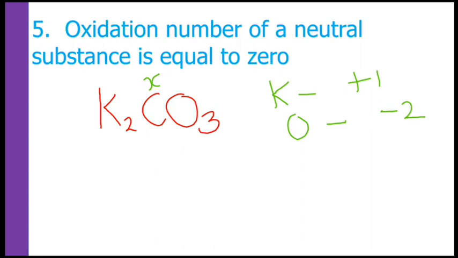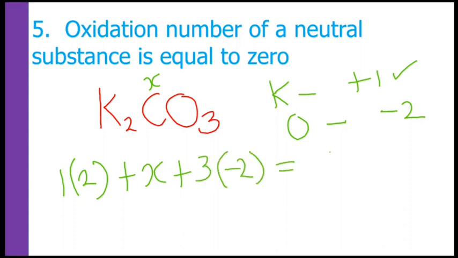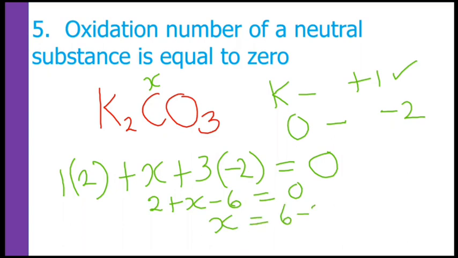So the one I'm interested in is the carbon. So I'm going to say 1 multiplied by 2, plus X, which I don't know, plus the oxygens, there are 3 of them. Each one is -2. That is equal to 0. So now I've got a simple linear equation: 2 plus X minus 6 is equal to 0. So X must be equal to 6 minus 2, which is 4. So the oxidation number on carbon is going to be +4.